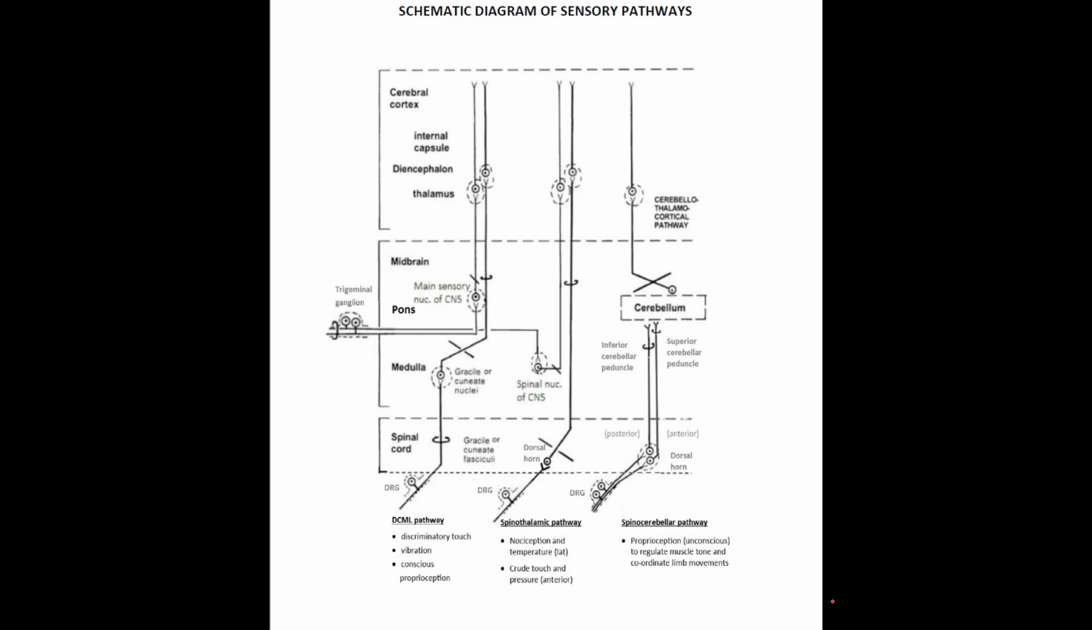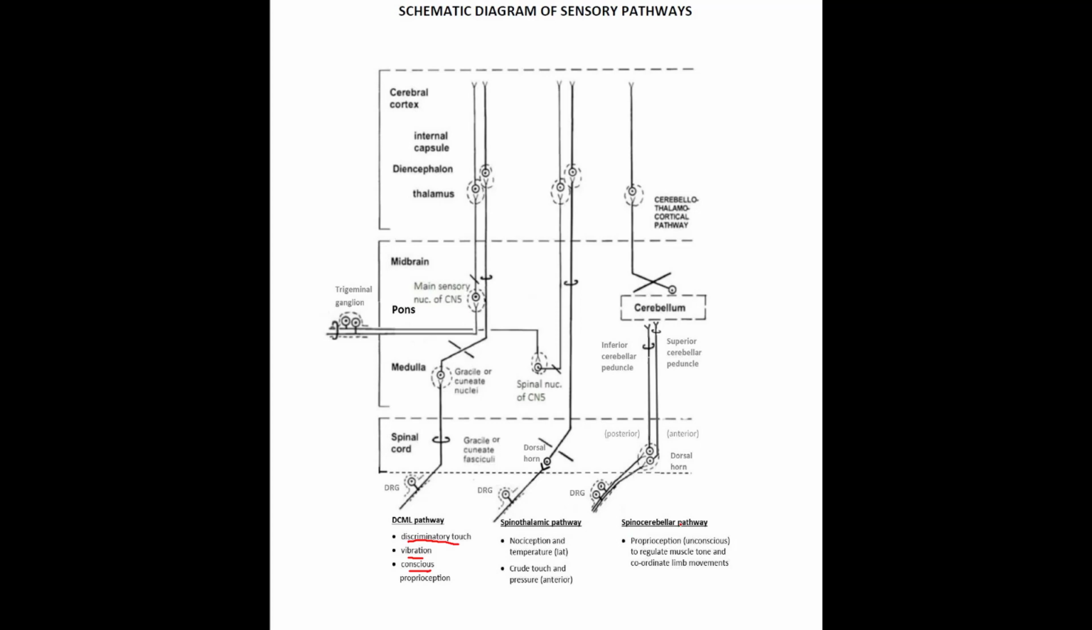This is the schematic diagrams of the sensory pathways. When we talk about the sensory perception of our body, which basically means our body being able to transmit sensations to our brain, for example, we have got sensation or sensory perception of discriminative touch, vibration, conscious proprioception, nociception or pain, temperature, crude touch and pressure.